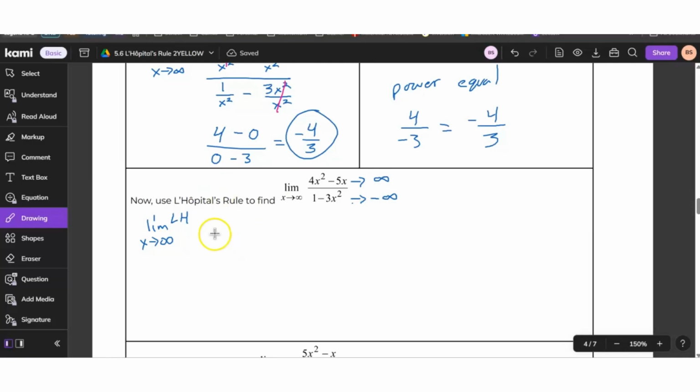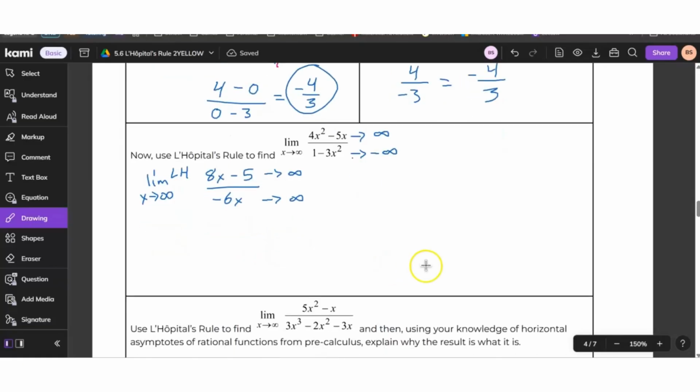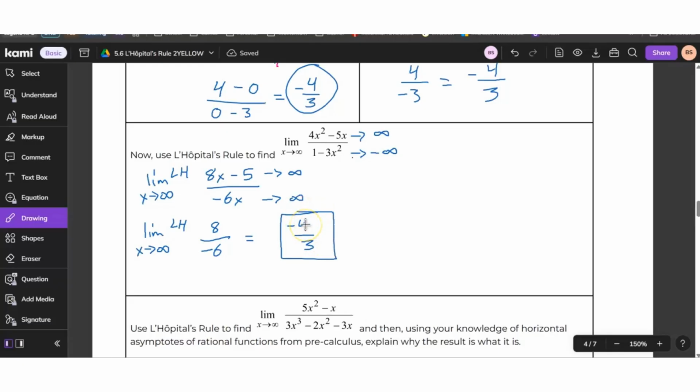All right, so we're going to do some L'Hopital. So 8x minus 5 over -6x. And when I do that, I'm going to get infinity over infinity. So we L'Hopital again. Limit as x approaches infinity of L'Hopital is 8 over -6, which is -4/3.